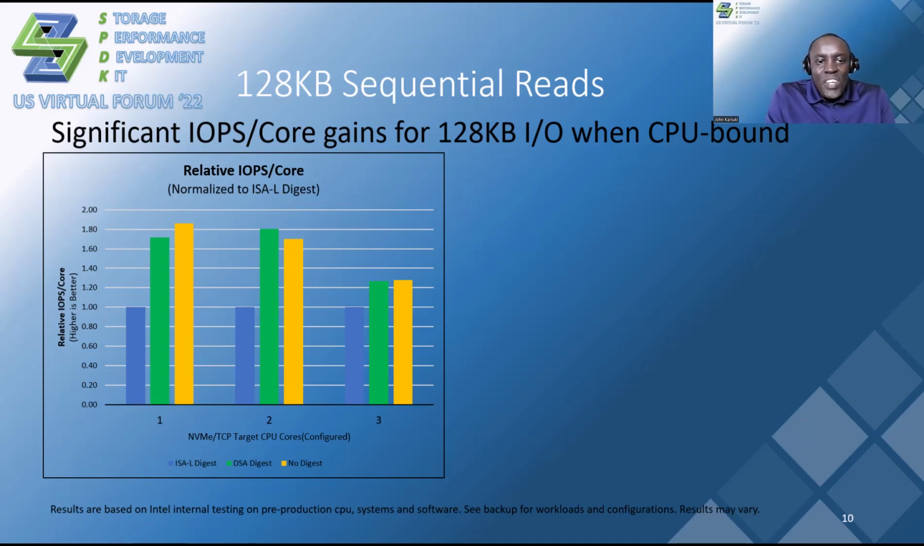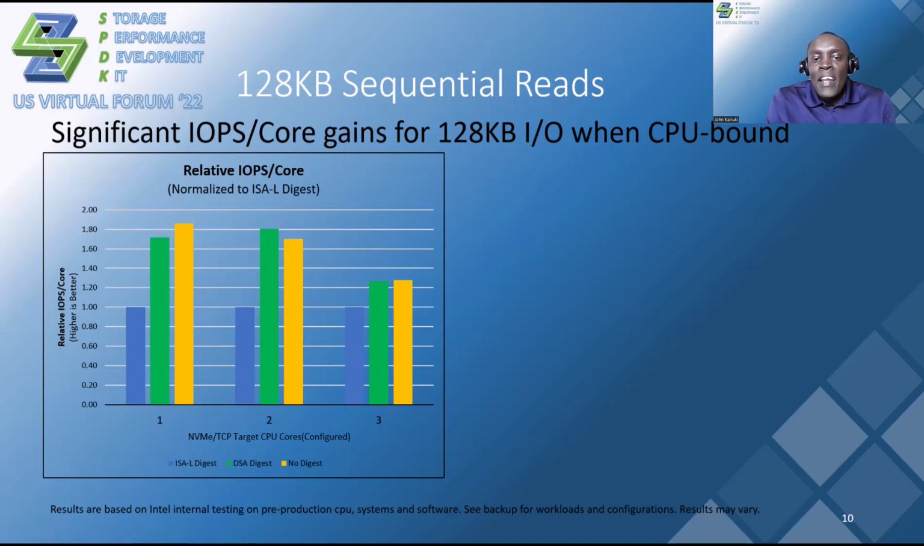The graph I'm showing shows the relative IOPS per core for the target application when using Intel DSA to compute the data digest. That's the green bar versus ISA-L, the blue bar, as we increase the number of CPU cores that the target application was using from 1 all the way to 3. And this is for that 128K sequential read workload at that high queue depth of 1024.